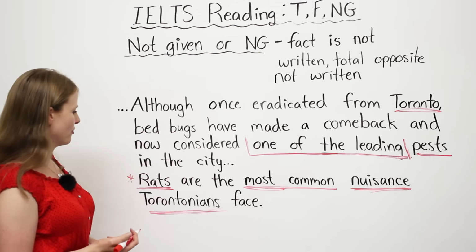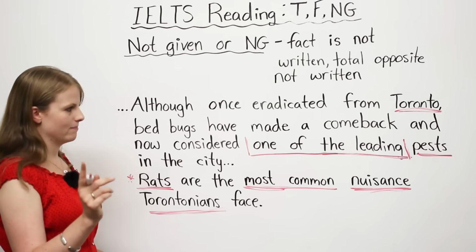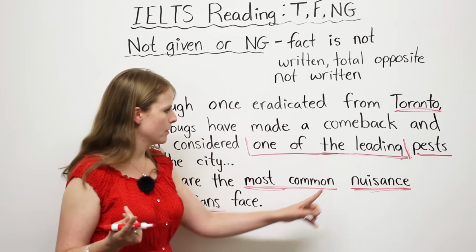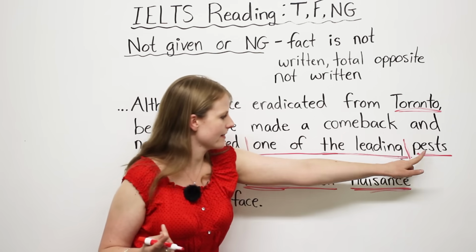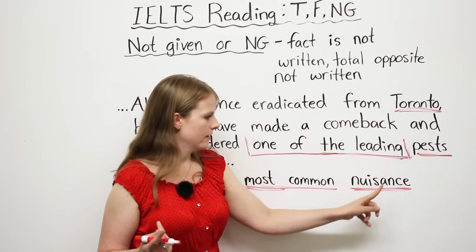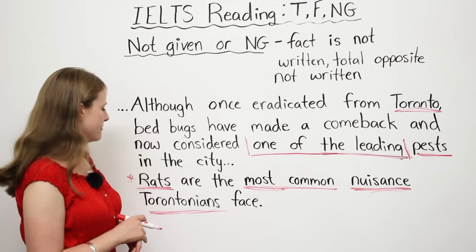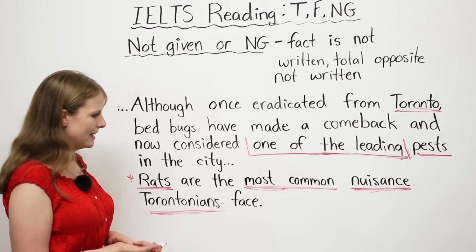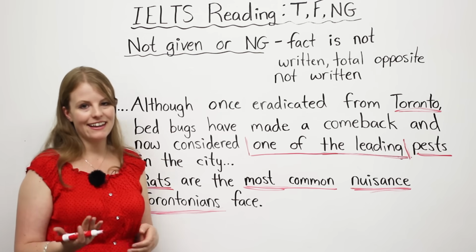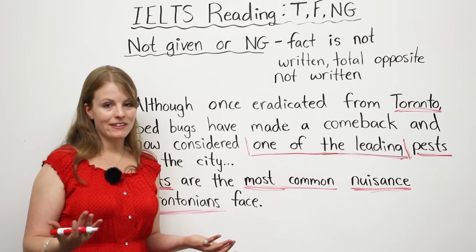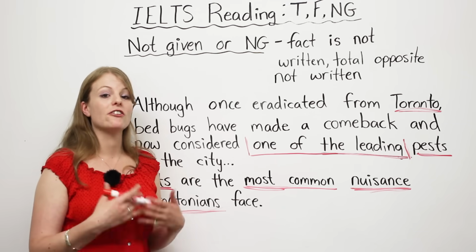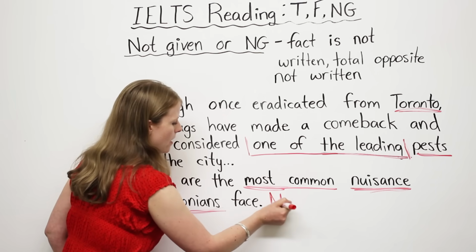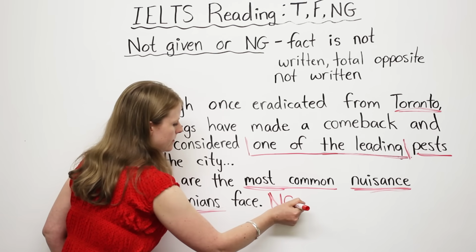So if I look at this question, oh, the other thing I forgot to mention, when you check for synonyms, in this example, pest and nuisance, these are synonyms. So that helped lead me to this area. So in this case, I see nothing about rats being the most common nuisance. It doesn't say rats are the most common nuisance. It also doesn't say they're not. So in this case, my answer would be not given.